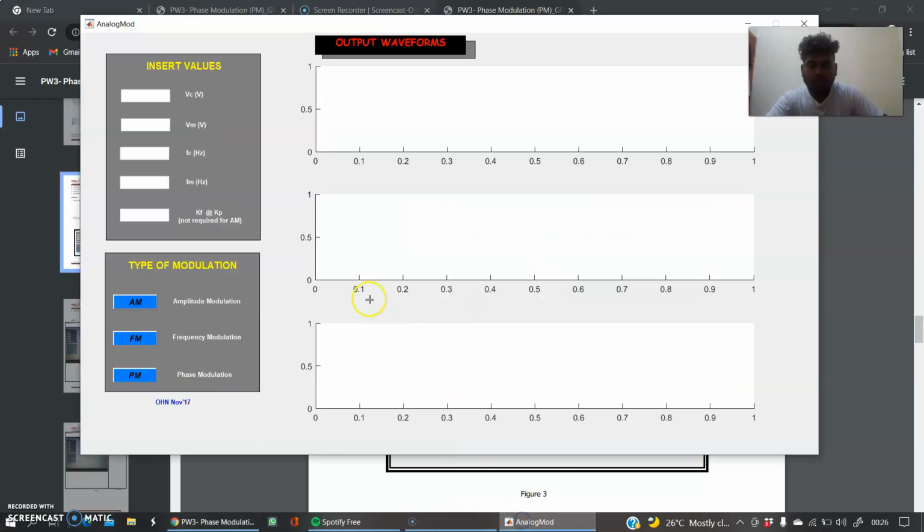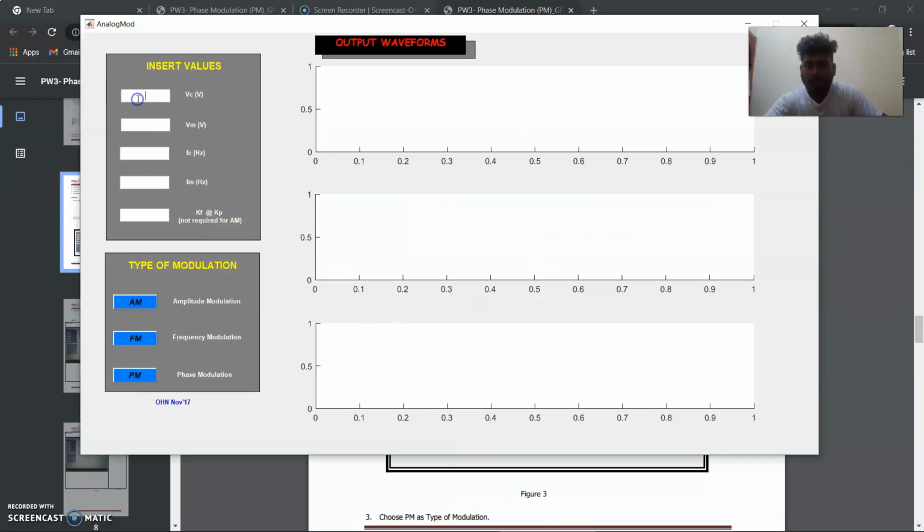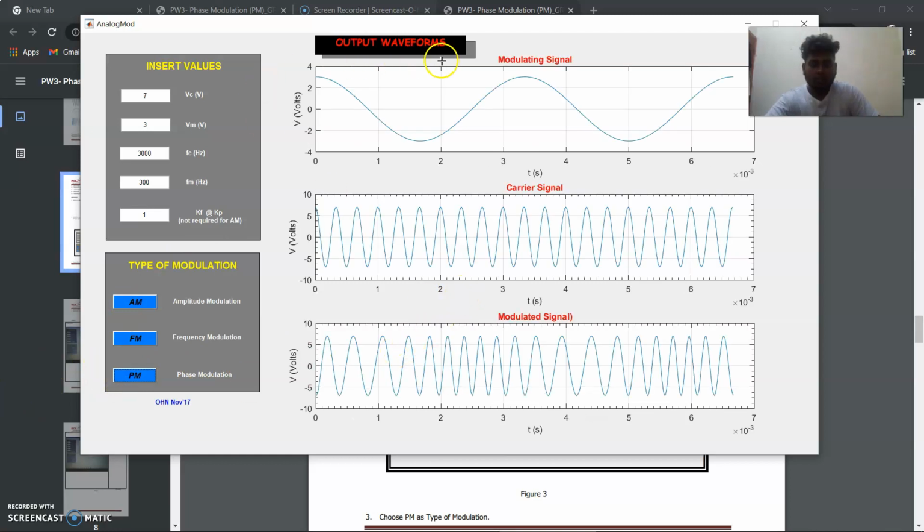So first I'll open the analog mode. Then for VC I put in 7, for VM I put 3, for FC I put 3000, for FM I put 300, and KP as stated is 1. So I'm going to find the phase modulation. This is the output I get: the modulating signal, the carrier signal, and then the modulated signal.